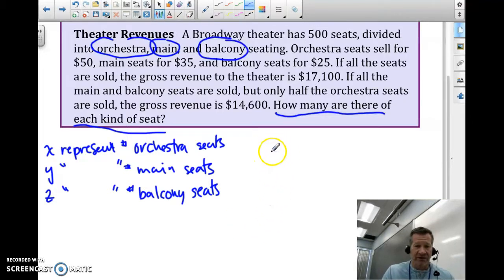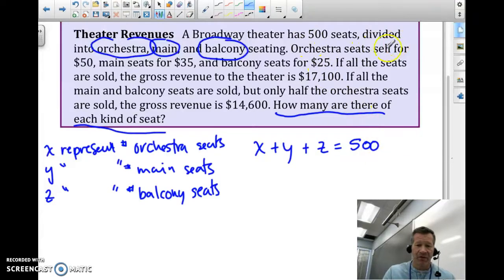Now, I need 3 equations because I have 3 variables. So we know the theater has 500 seats, and some of them are orchestra, some are main, and some are balcony. So these 3 variables should add up to a total of 500 seats, and there is our first equation.